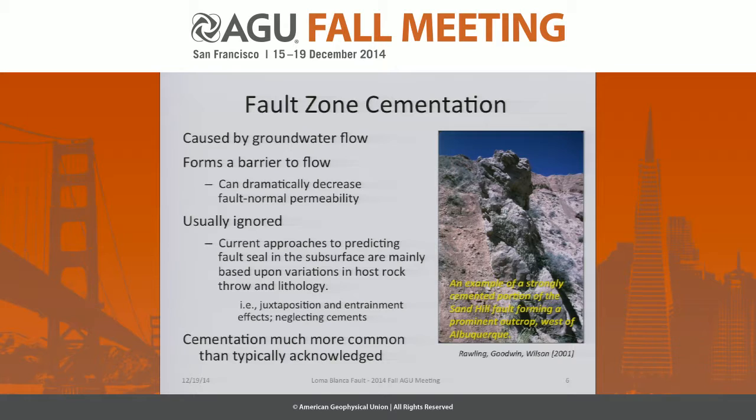Cemented fault zone cements are caused by groundwater flow. The cements end up creating a barrier to flow so that cross-fault flow is limited, and they're usually ignored. Mostly people look at a fault and worry about clay smear or juxtaposition as being the primary cause of the barrier. But cements are much more common than people typically realize and can clearly create a barrier. And the fault we're going to study today, in fact, is sand and gravel. On sand and gravel, there is no clay to smear.